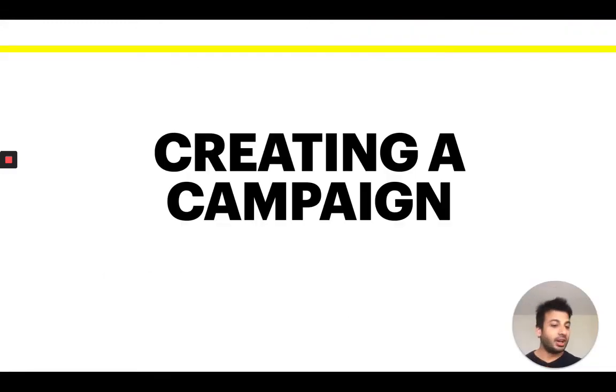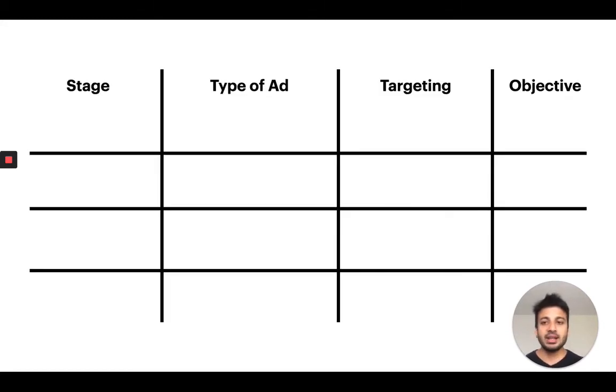So let's put this all together, right? We've gone through each and every stage. Let's create a campaign which encompasses everything into one ad campaign. Here in this structure, I've got the stages on the left, the types of ad that you can run for each stage, the kind of targeting you should be doing, and the objective.